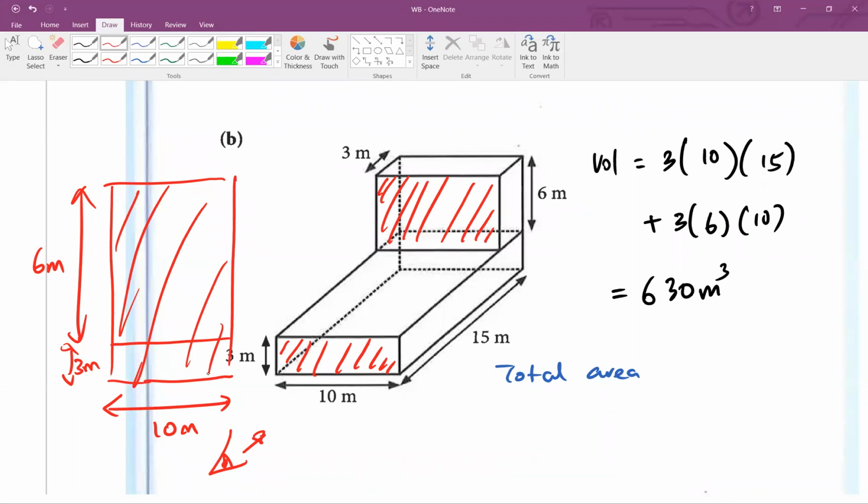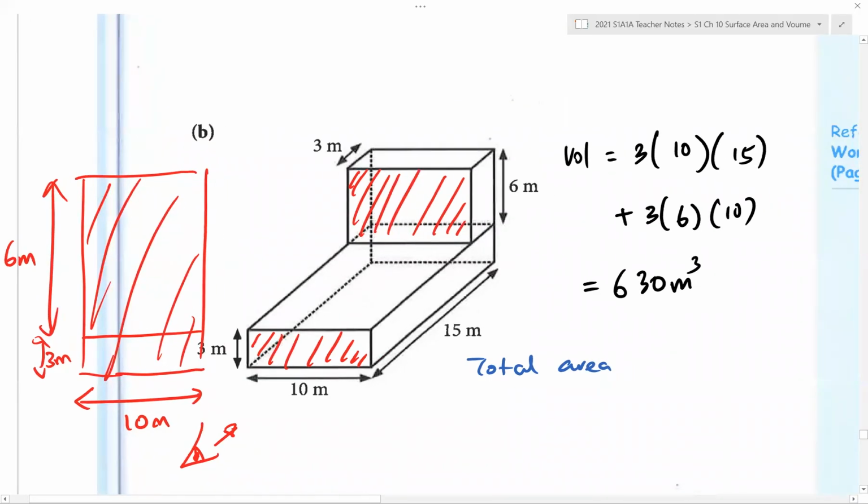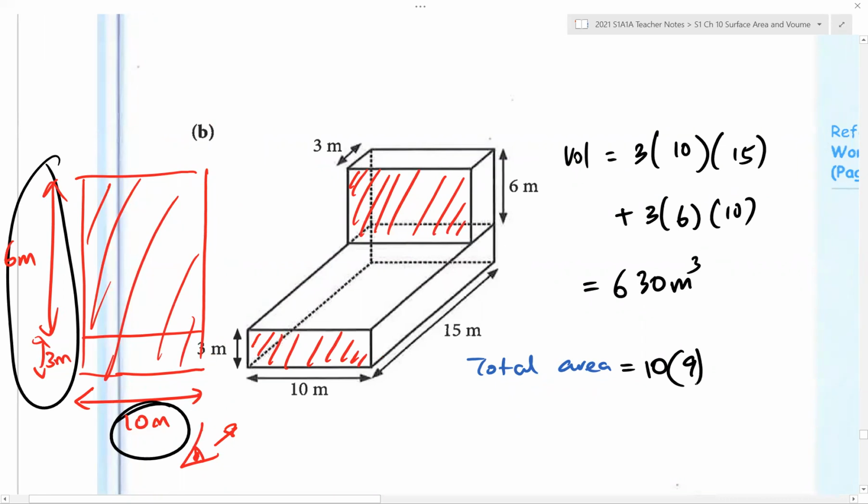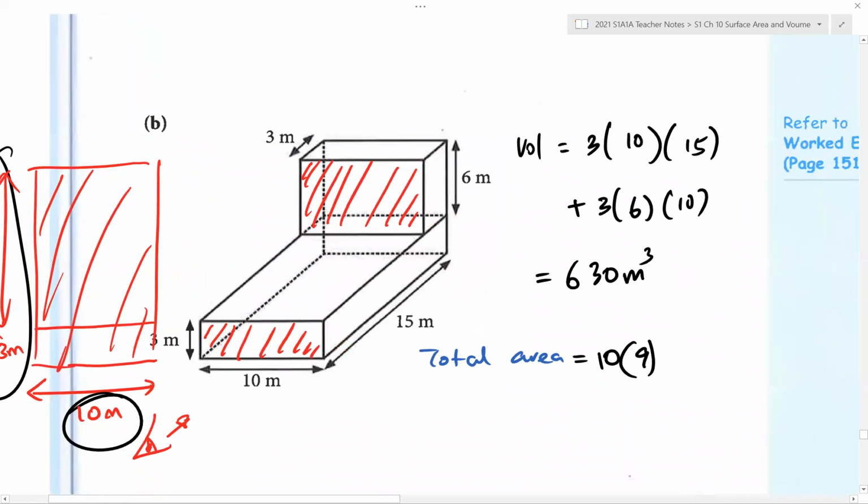Times 2 or what? So fast. Okay, give me a moment. So this total area is 10 times the height, which is 9. So Indra says that we should multiply this by 2. Why by 2, Indra?